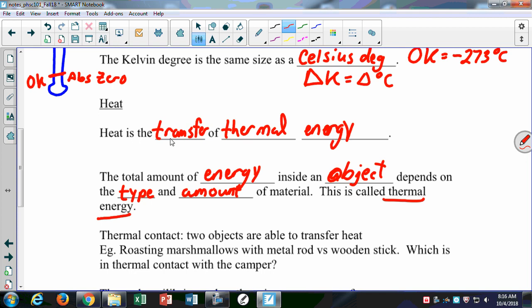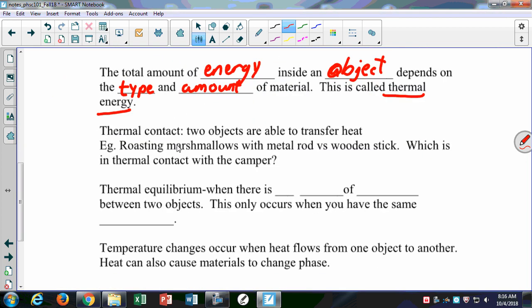All right. Thermal contact is when two objects are able to transfer heat. So you can be in thermal contact with an object without actually touching the object. If I have something that's really hot and I just stand up next to it without touching it, I have some amount of thermal contact with that object because the object is transferring heat to me. Or if I touch the object, I have direct thermal contact with it. If I hover over it, I have thermal contact. It's not as good a contact, but I still have thermal contact.